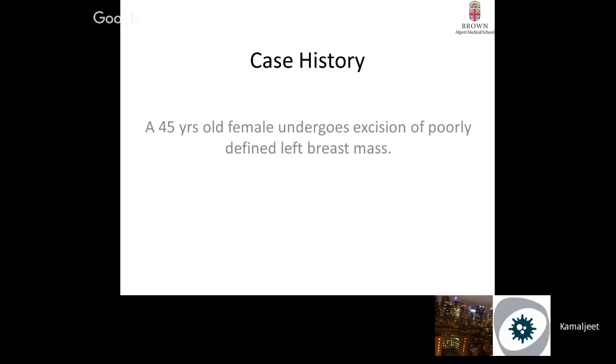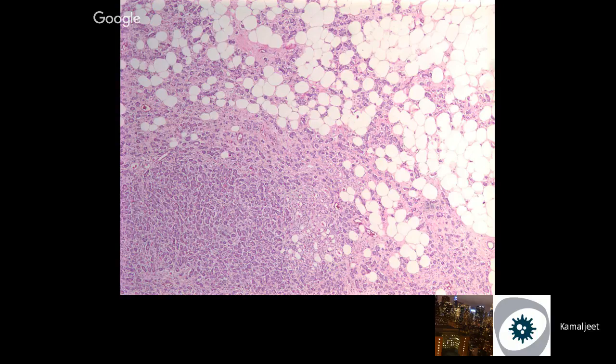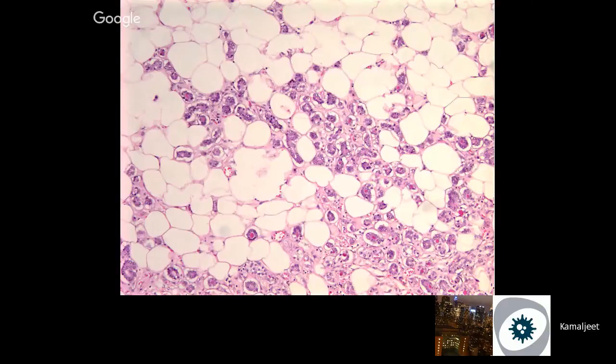So, moving on to the next case, a 45-year-old with a poorly defined left breast mass. This was an excision. What you see is a diffuse proliferation of small glands, and you don't see any big difference in architecture. Most of them look similar, the same size, and they're diffusely infiltrating into the fat. In the high power picture, you do notice that some of them have this pink secretion. So that makes you think of microglandular adenosis.